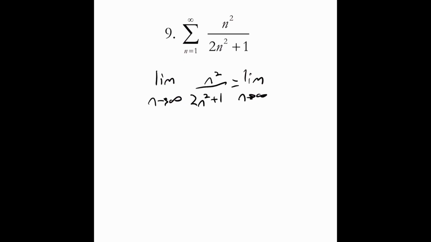Oh, use L'Hopital. I keep saying use L'Hopital if you want. What would that look like? 2n over 4n, plus, oh, sorry, derivative makes that disappear. So 2n over 4n, which is 2/4. So the limit of this is 2/4, not 0. So this diverges. Nice.